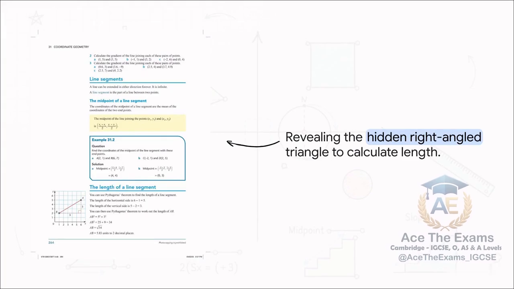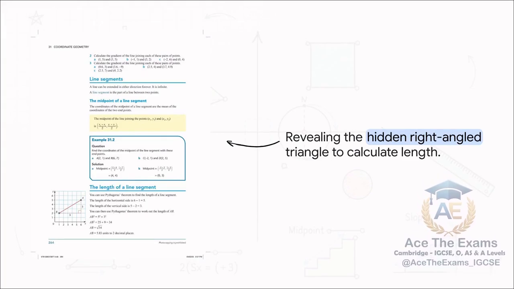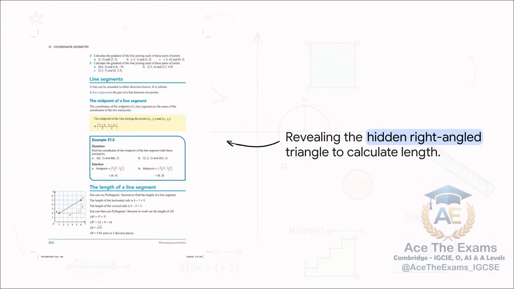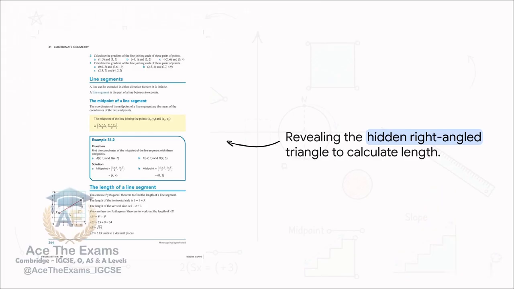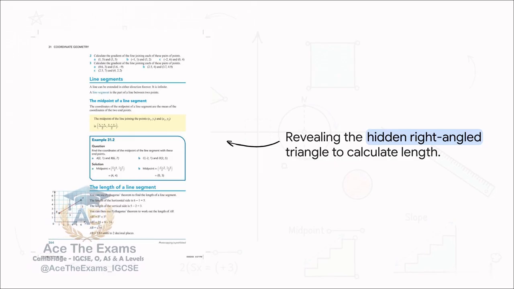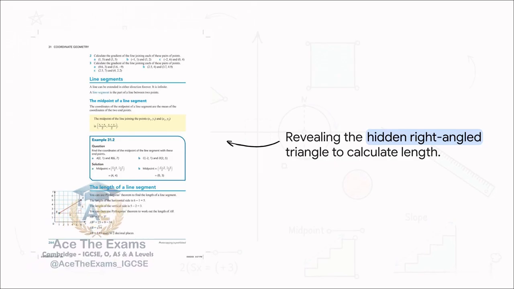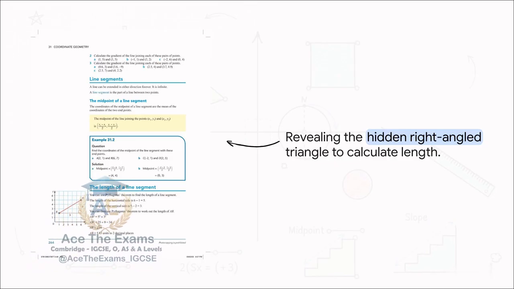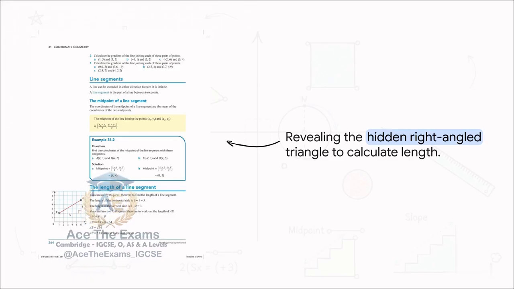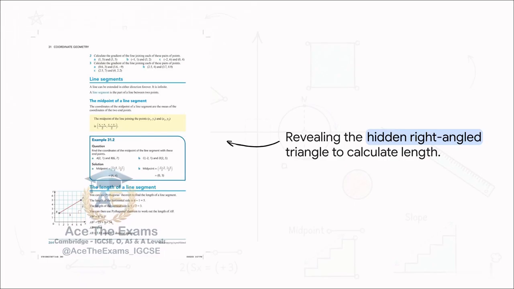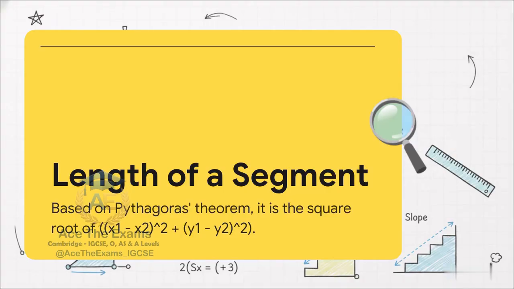Okay, so we found the middle, but how long is that segment actually? Whenever you have a diagonal line segment on a grid, there is a hidden shape just waiting to help you out. By drawing a horizontal line from your bottom point and a vertical line straight down from your top point, you reveal a right-angled triangle. Suddenly, it's not a weird diagonal line anymore. The horizontal side is just the difference in your x values, and the vertical side is just the difference in your y values.